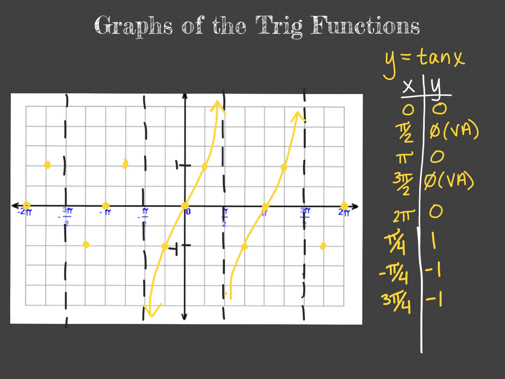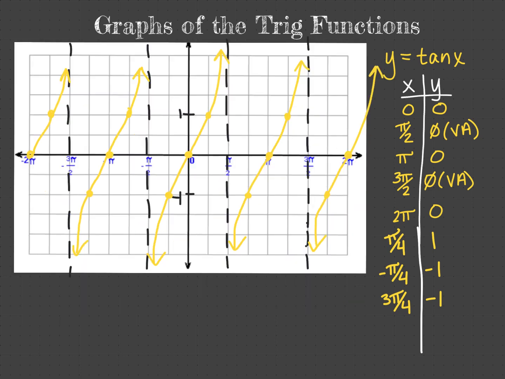And how long does it take for one cycle of the tangent graph to complete? Well, it looks like the tangent repeats over and over again in between every one of these two vertical asymptotes. What is the distance between any two vertical asymptotes? Well, from 0 to pi over 2 is pi over 2, and from 0 to negative pi over 2 is another pi over 2, so this entire length right here is 1 pi. Therefore, the period of the tangent graph is pi.